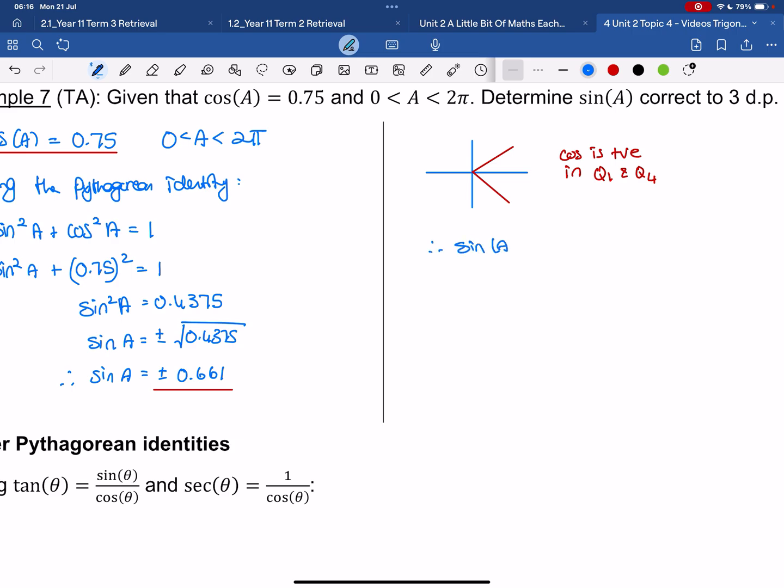sine of A is positive in quadrant 1, and in quadrant 1 sine of A will be 0.661, and sine of A is negative in quadrant 4, so my solution in quadrant 4 will be negative 0.661.